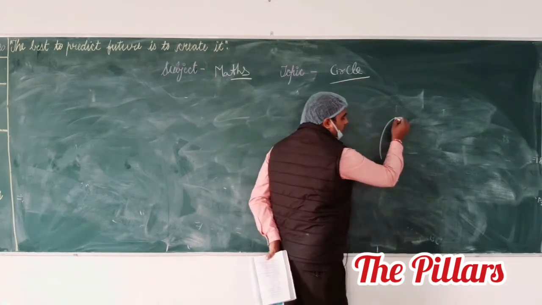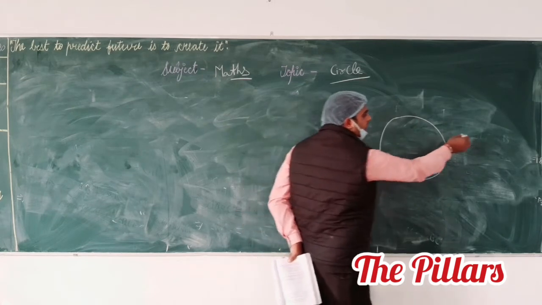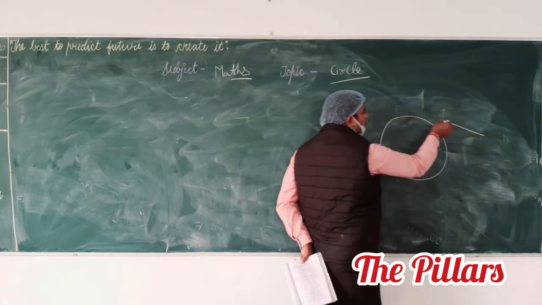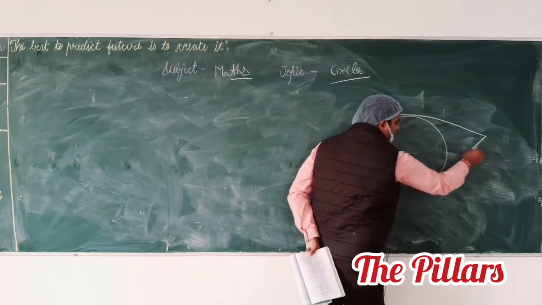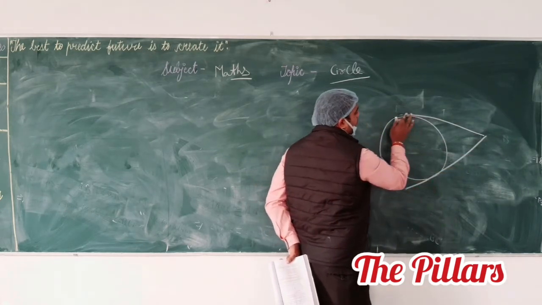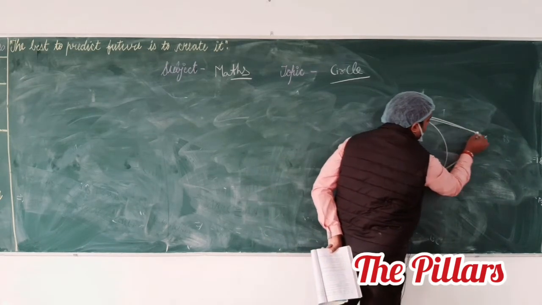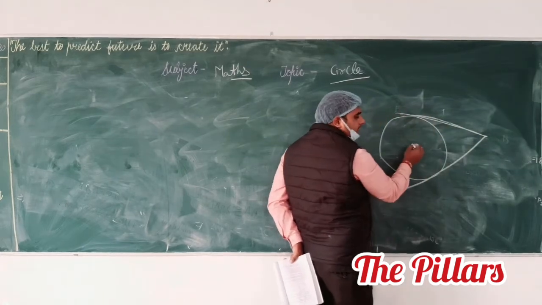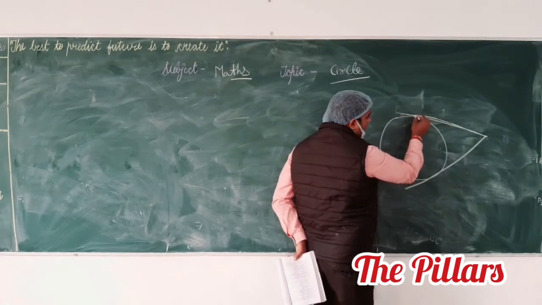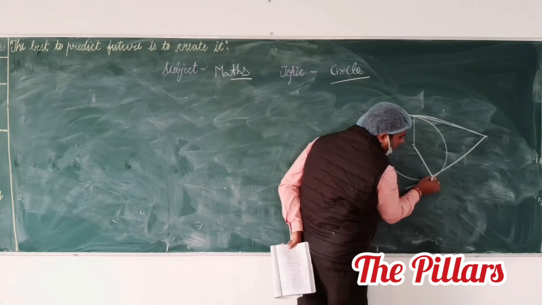Suppose this is your circle. There is an external point given. Suppose from here you have to draw the two tangents. These are the two tangents. So from one point we can draw two tangents to the circle. Here are the points of contact. You have to join these points of contact.